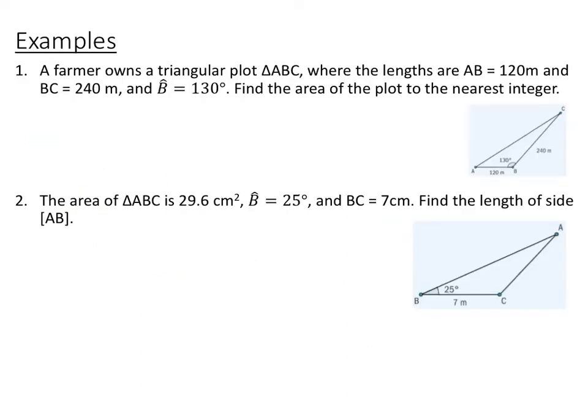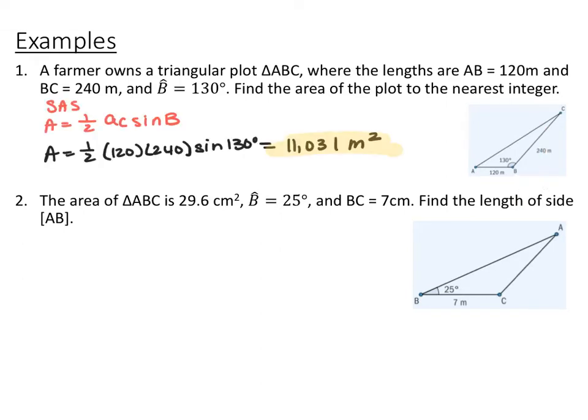For this first example, a farmer owns a triangular plot ABC where length AB is 120 meters, BC is 240 meters, and the included angle, angle B, is 130 degrees. Go ahead and find the area of this plot to the nearest integer.